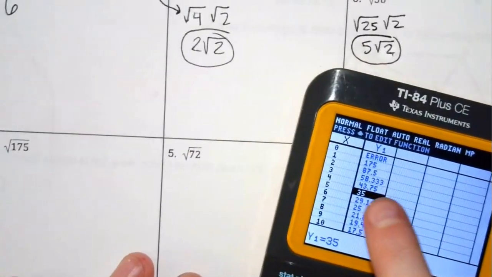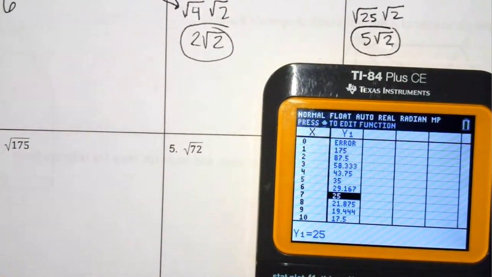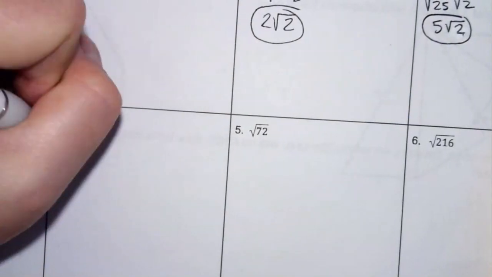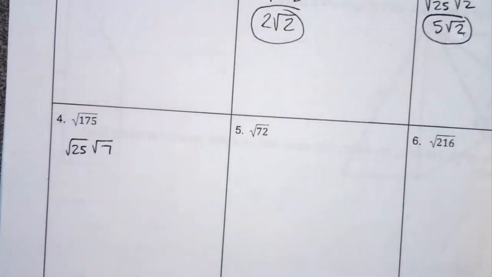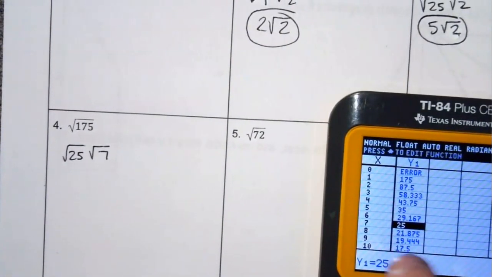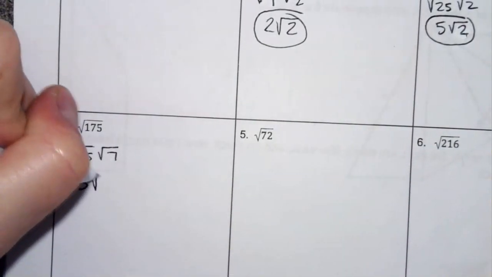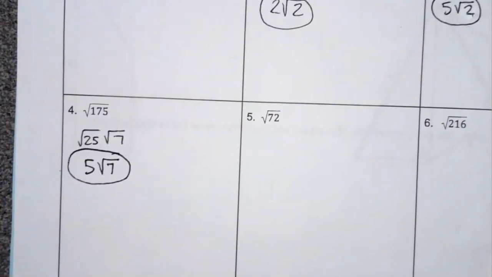Then we look down and we're like, oh, 25. 25 multiplies evenly into 175 7 times. So square root of 25, square root of 7. Notice, even though it's written 7 and then 25 on this list, we're still writing the perfect square first. All right, and then that perfect square simplifies into 5. And you're done. How do I know I'm done? No perfect squares multiply evenly into 7.